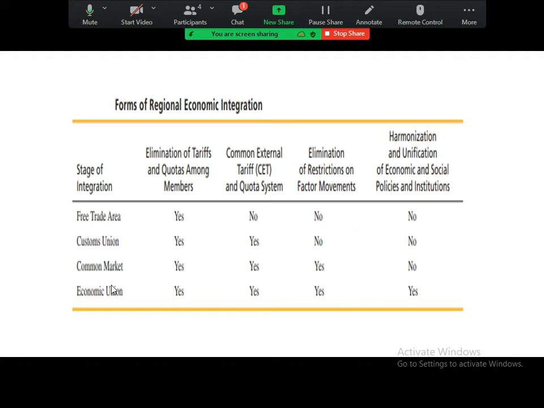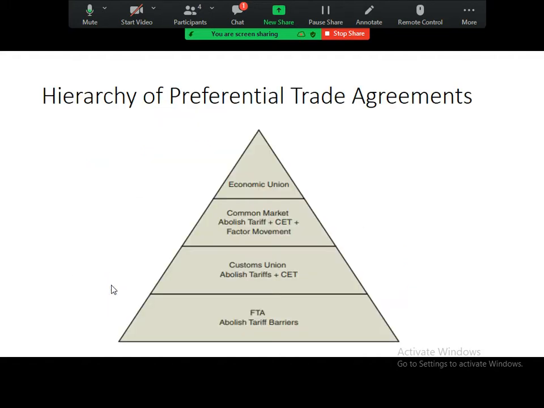Then you can just say that this is the hierarchy of preferential trade agreements. So the FTA, which abolishes the tariff barriers, is at the bottom, and economic union is at the top. So this is the hierarchy for preferential trade agreements. Any questions till now?